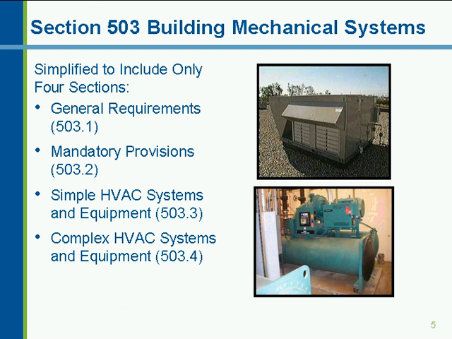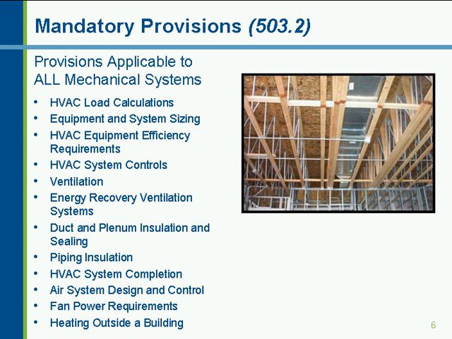Section 503 is the section of the IECC that has the requirements for building mechanical systems. That has been simplified in the 2009 version into 4 sections. There are general requirements, section 503.1; mandatory provisions that apply regardless of the system type that you have, 503.2; requirements that solely apply to simple systems, 503.3; and requirements for complex HVAC systems, 503.4. The mandatory requirements, as I mentioned, apply to all mechanical systems.